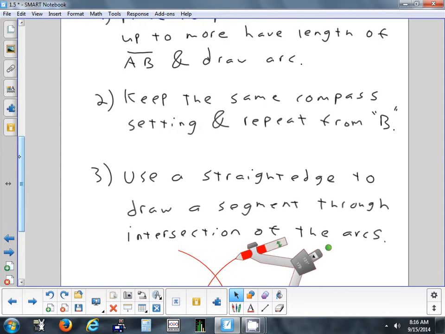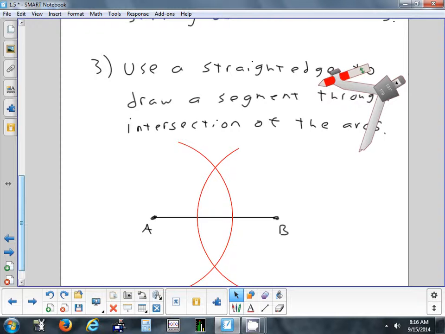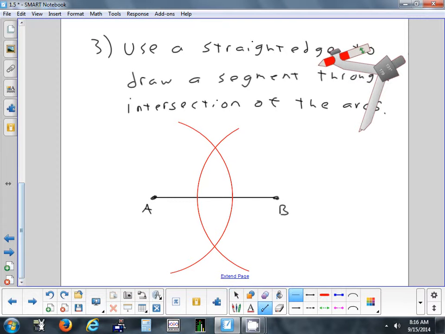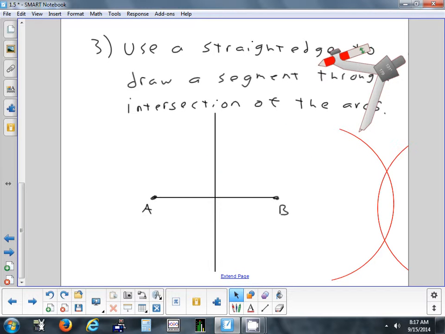Now it says we're going to use a straight edge to draw a segment connecting the intersection points of the arcs. So we're done with the compass. Take a straight edge. Using the smartboard, I can automatically draw segments that are straight. So draw a straight segment going right through the intersection points of the arcs. Now, if you were trying to do a nice drawing on paper, we're done with the arcs. We could erase those. We don't need them anymore. So what I've just done is I drew a segment.